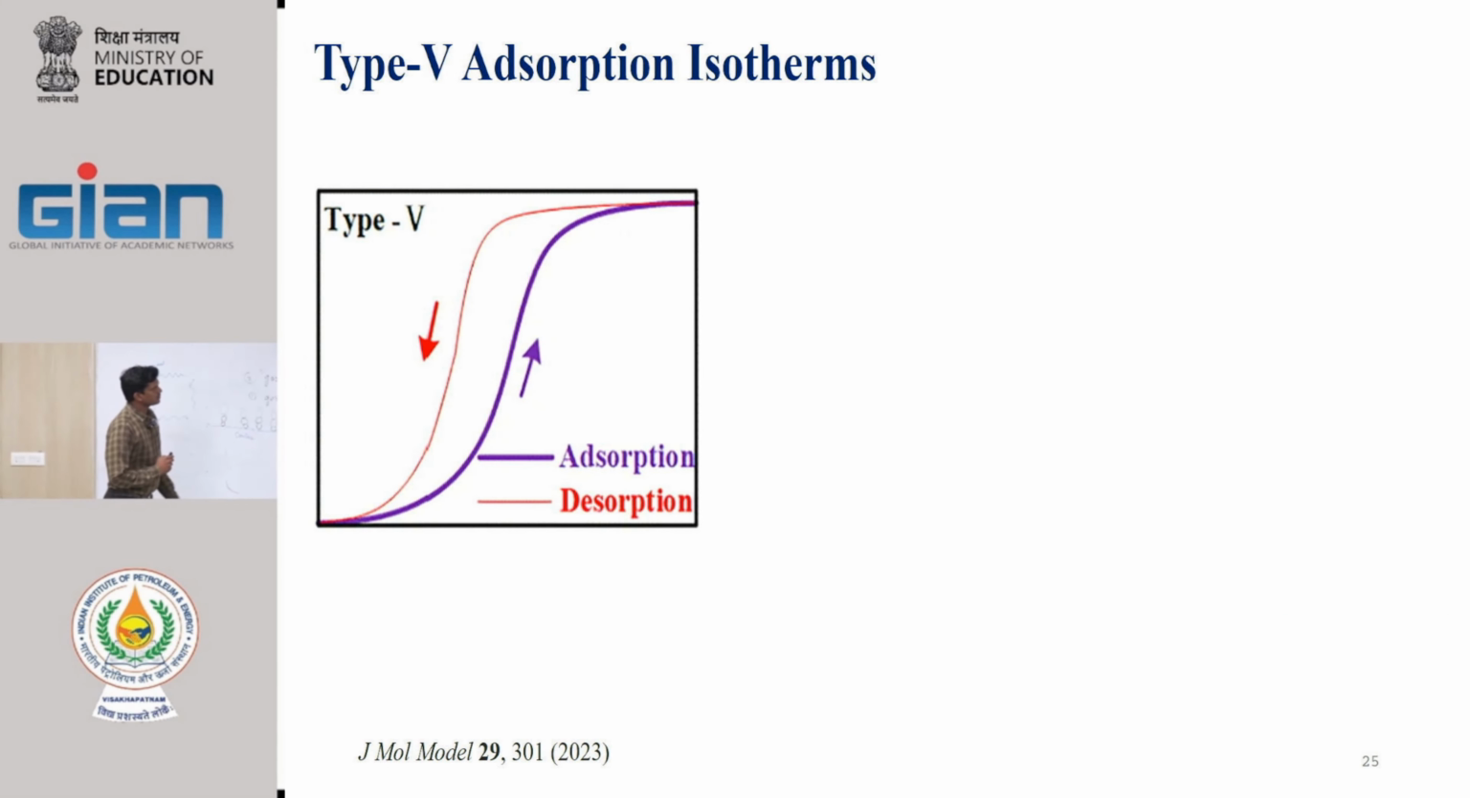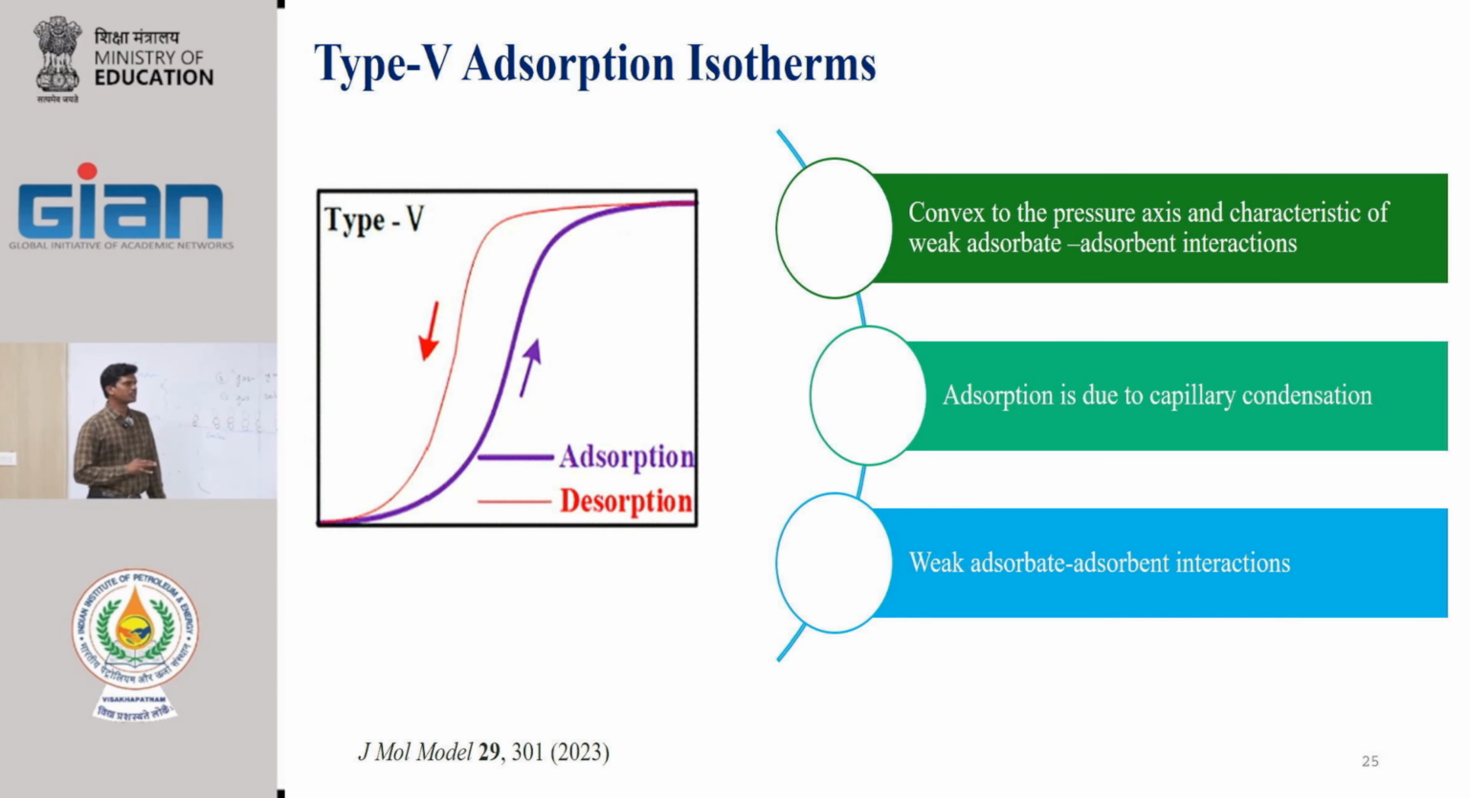Type 5 is exactly the same as type 4. That means that adsorption and desorption do not follow the same path. But this happens when gas-gas interactions are stronger than the gas-solid interactions. Type 4 is actually equivalent to type 2 with capillary condensation, and type 5 is equivalent to type 3 with capillary condensation. Okay? So that's what you see here.